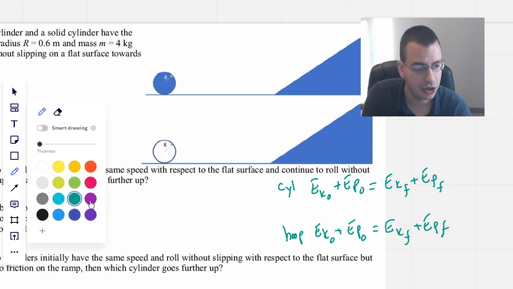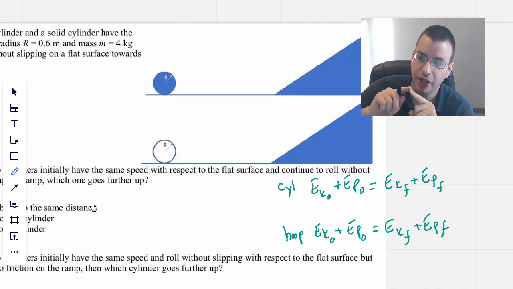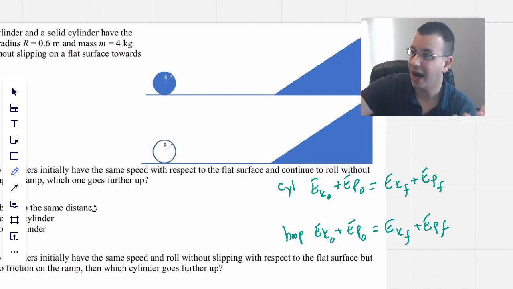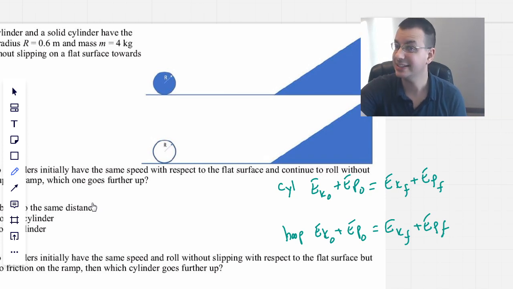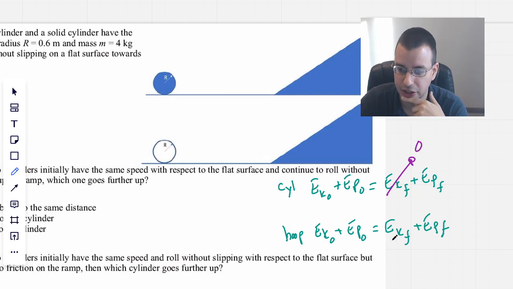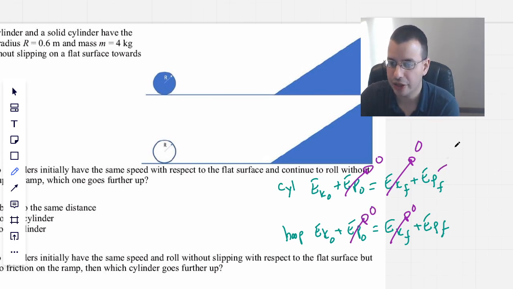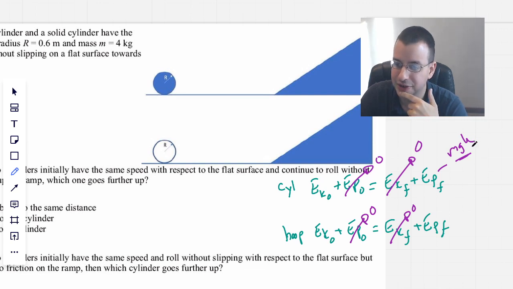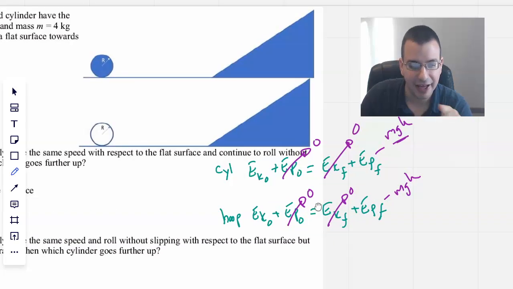So taking a look at these, we talked about which one goes up further. Ideally, it's going to reach its maximum height when it stops, so it goes up the ramp and then stops. At that point, its final kinetic energy will be 0, so these will go away. We'll assume that the ground is 0, just for convenience. And so we're left with mass times gravity times height, which we know they have the same mass. We're going to assume gravity is the same in both scenarios. So the only difference is height. These will both be mgh, and potentially different h's. Probably different h's.